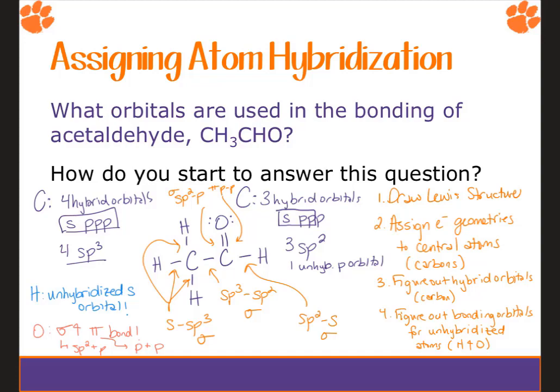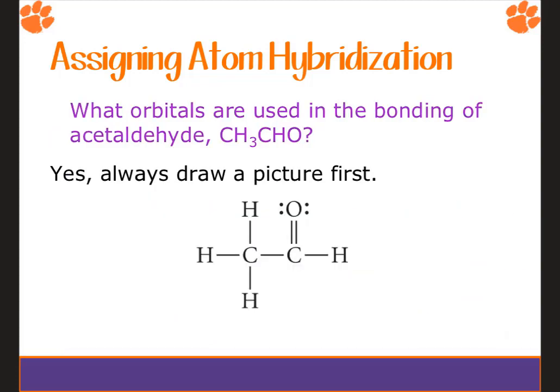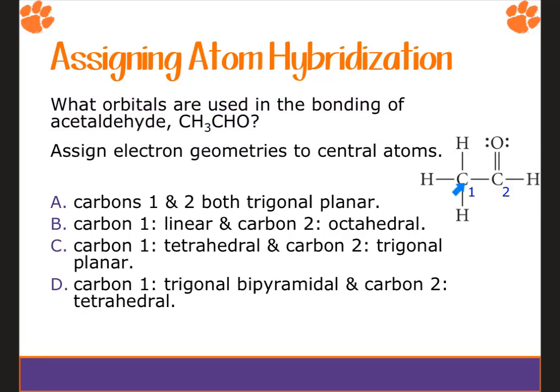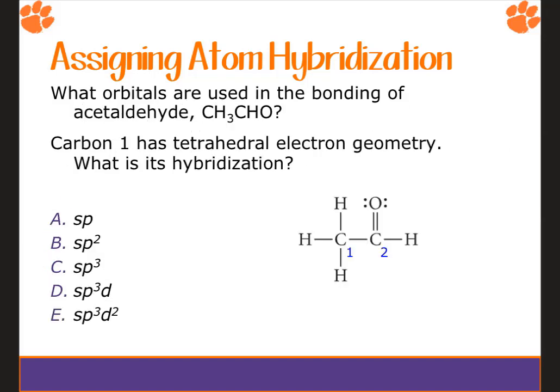So the next couple slides, I'm just going to give you again the questions you should be asking yourself that we did all in one slide to figure out this problem. So obviously, if you're faced with a question with a structure, draw a picture. You've got to draw a Lewis structure. Then you've got to find your central atoms and assign hybridization. So again, we've done this before. The answer here was letter C.